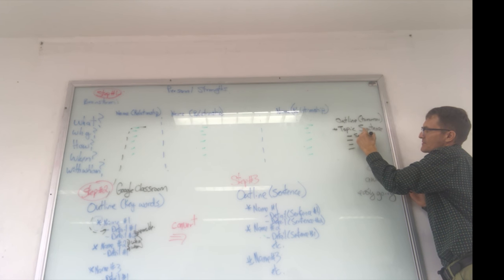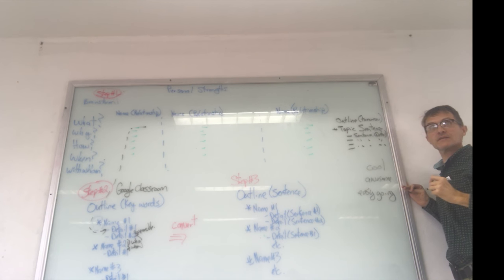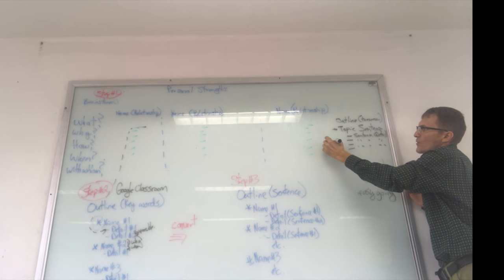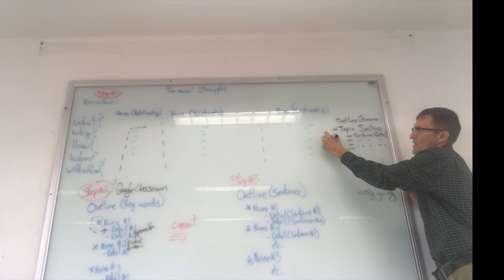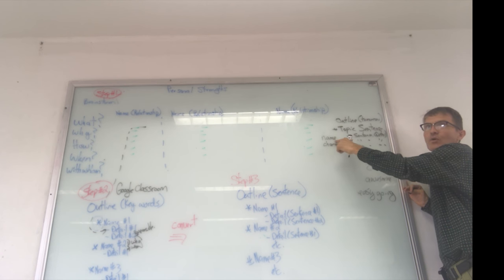Sentence. Guess what? These are details. Sentence 1, sentence 2, sentence 3. And this, I want you to be able to identify this as, am I going to organize by name or characteristic? Am I going to organize by name or characteristic?